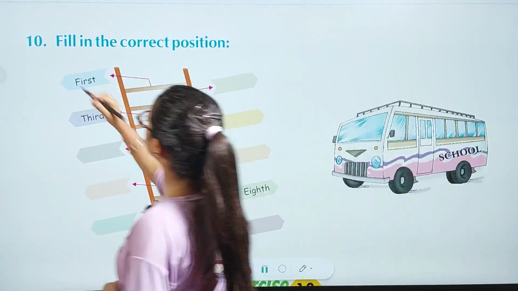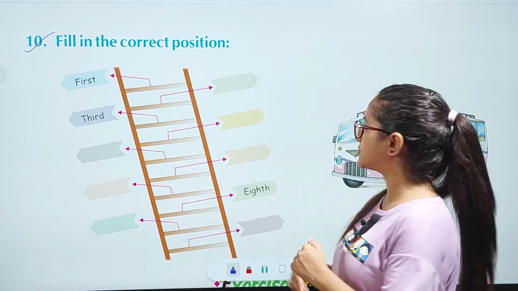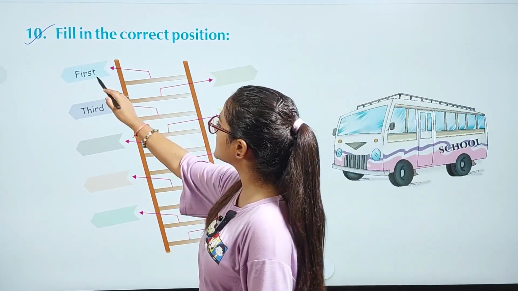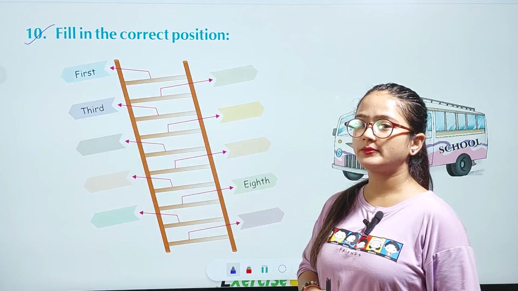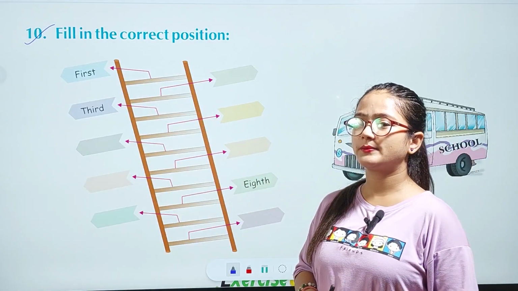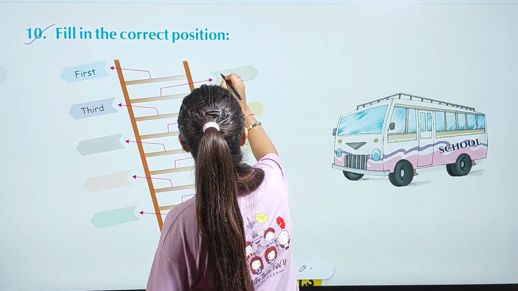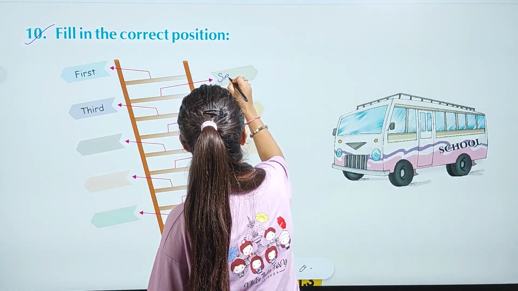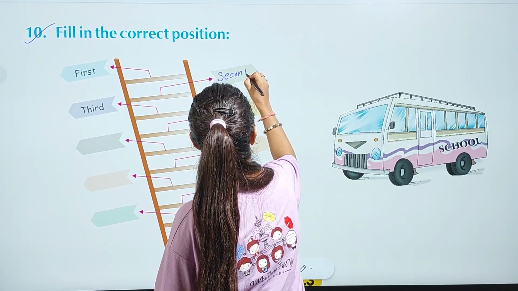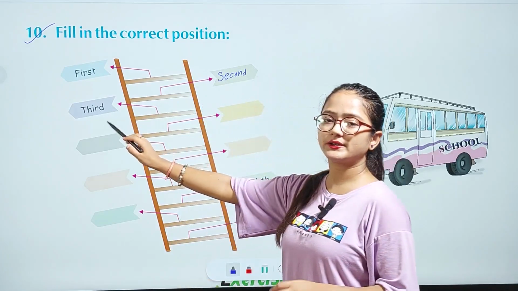Now the next question is, fill in the correct position. As you can see, the first is given in the ordinal form. Now after first, which number will come? Number 2. That means second. You have to write down second here, S-E-C-O-N-D. Second. After second, it is given over here third.